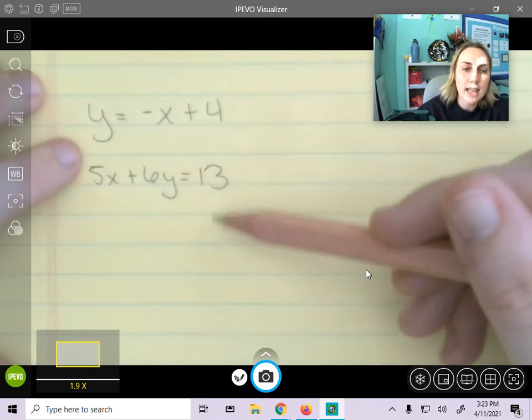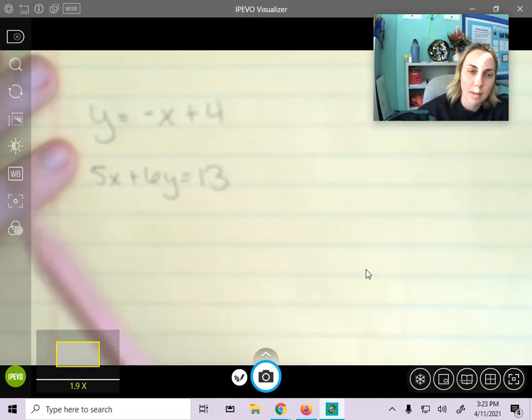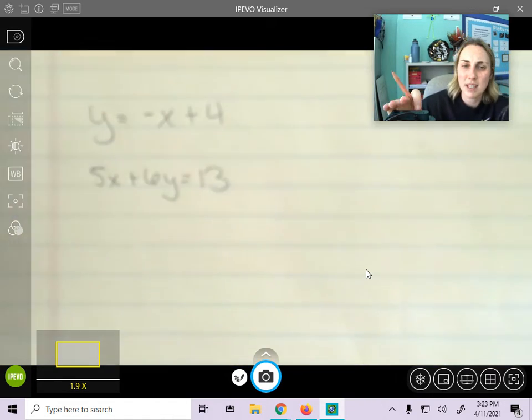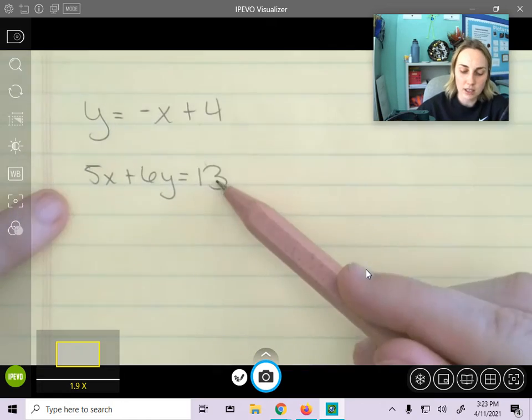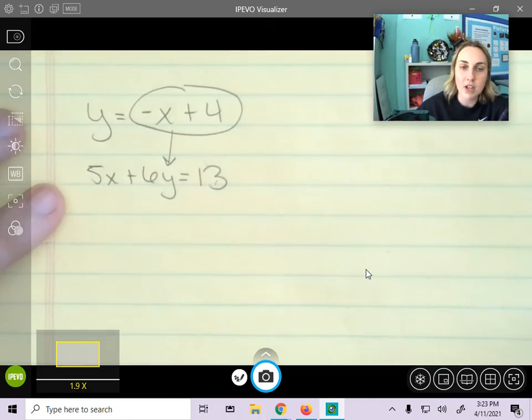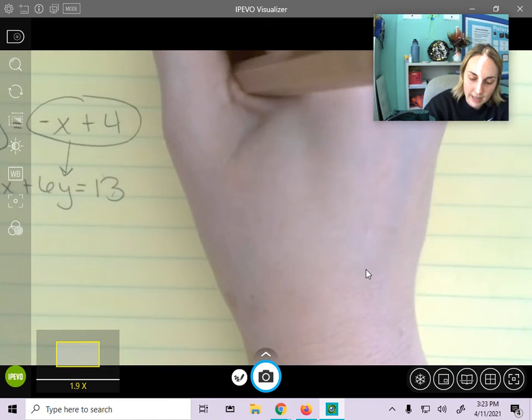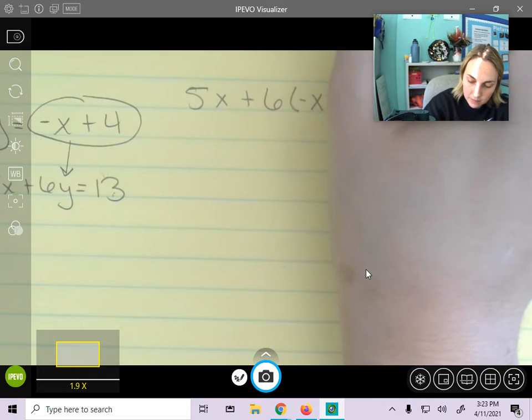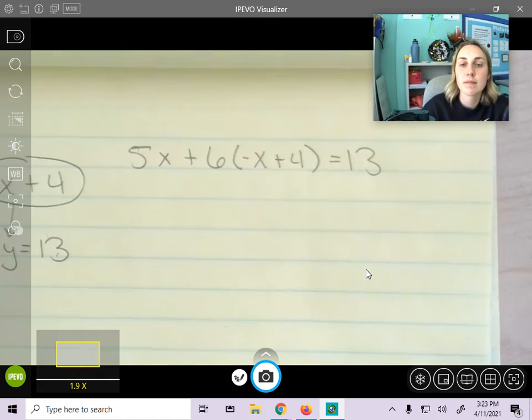But in this particular case, I'm going to substitute my y value. My y value is negative x plus 4 into this equation right here where x is. So let's go ahead and do that. 5x plus 6, substituting this in, is equal to 13.